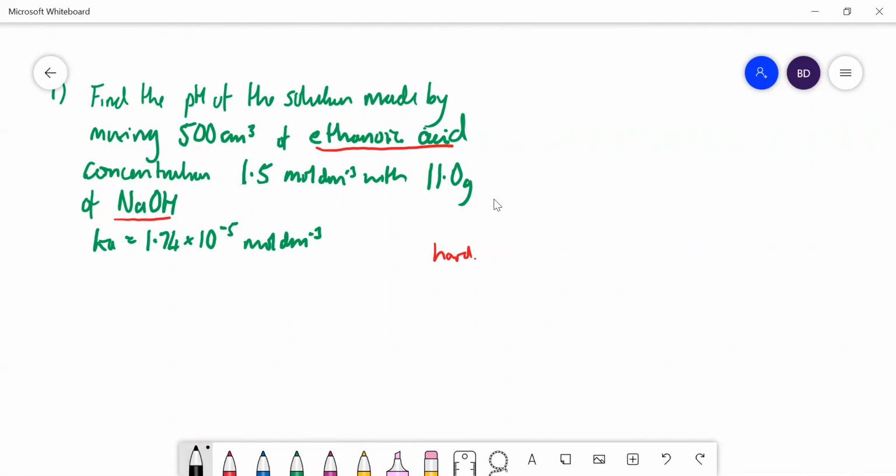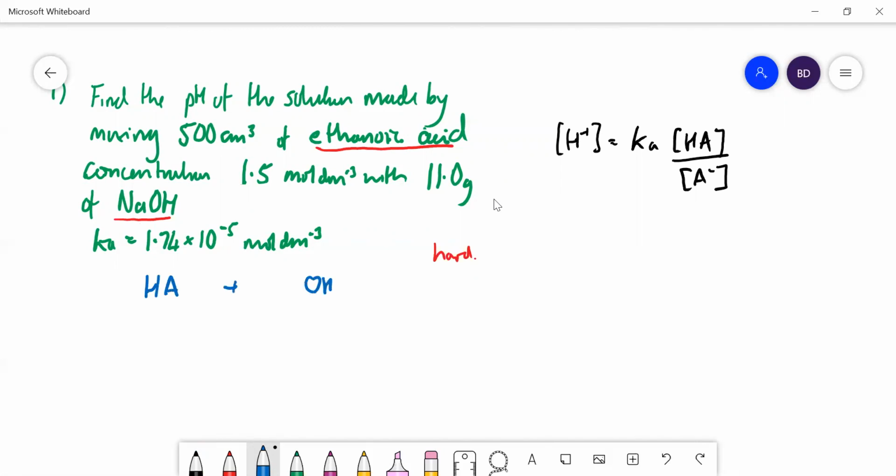Just to write this equation down, bear in mind what we've got to do, we've got to fill the numbers in here. So H plus concentration is equal to Ka times the concentration of HA divided by the concentration of A minus. Okay, and when it's a hard one, we also have to do this. So we say we're having HA going to react with some sodium hydroxide, the OH minus ion. This is a strong base, it's going to remove the proton from there, so you're going to form A minus and H2O.